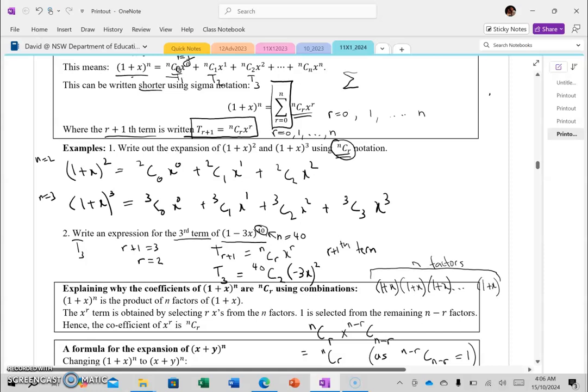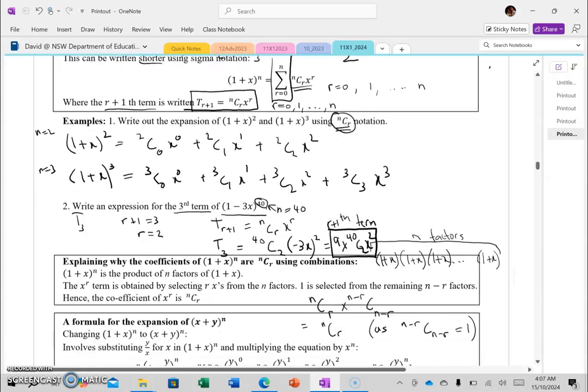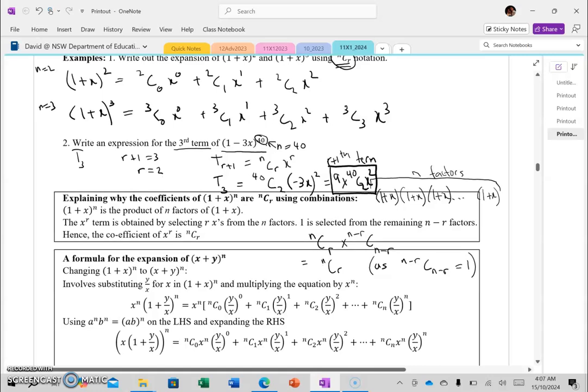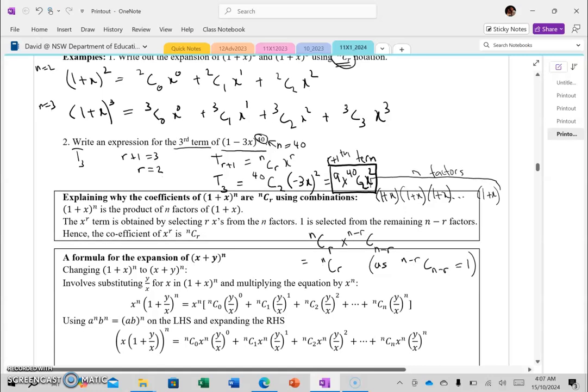Okay. So if you want to simplify this, negative 3 all squared is 9. So 9 times 40c2 times x squared. So that's going to be your final answer. You can work out what 40c2 is, but I'm just going to leave it there. That would be the third term. If it asked for the coefficient, you would just remove the x squared, yes? But here it asked for term.